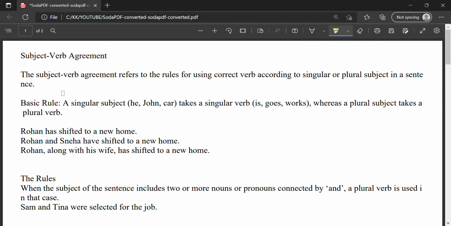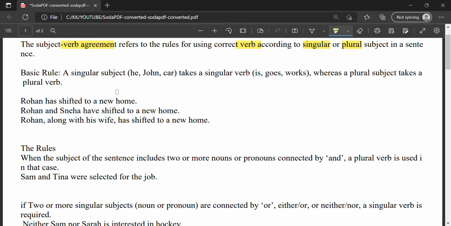The subject and verb agreement refers to rules for using the correct verb according to a singular or plural subject. So what we are doing here is using the correct verb for the particular subject, whether it is singular or plural. Then we have some basic rules: a singular subject takes a singular verb, and a plural subject takes a plural verb.